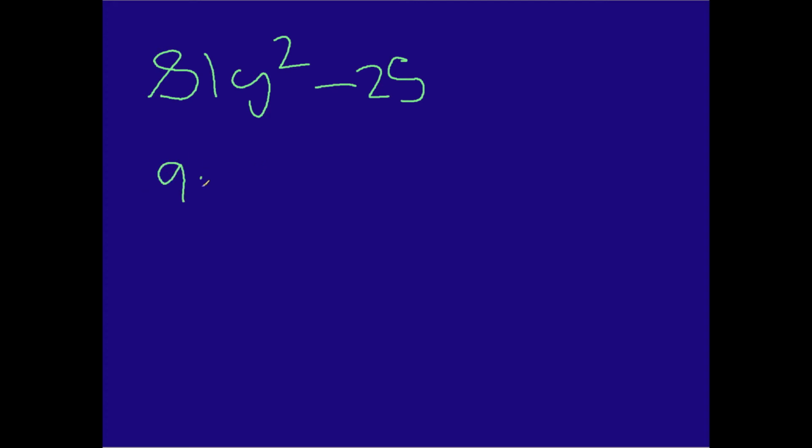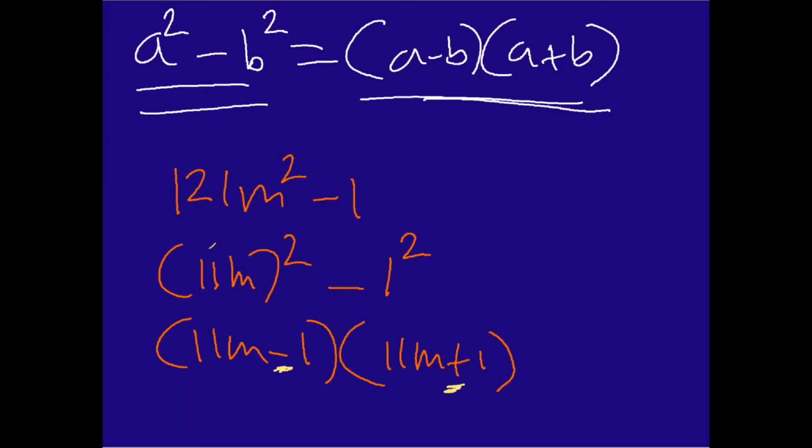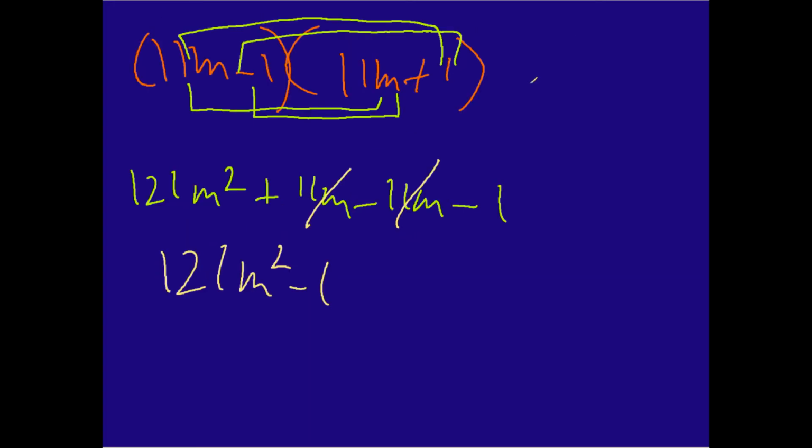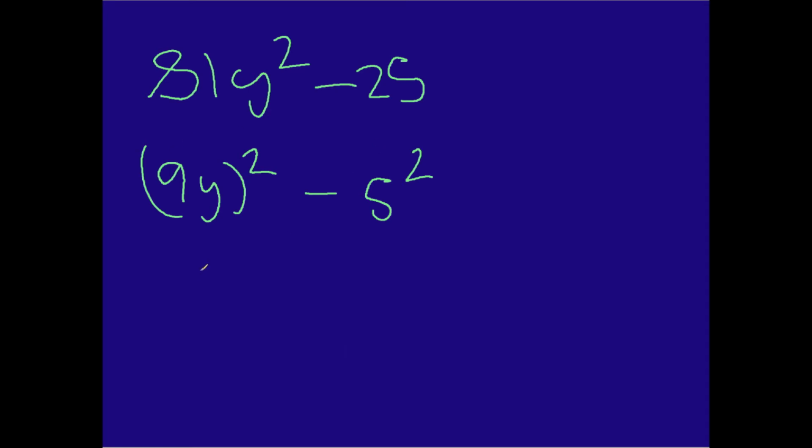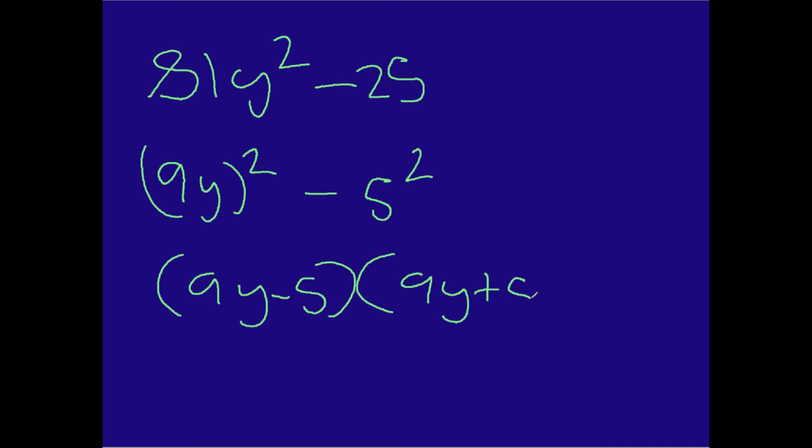Imagine we have 81 y squared minus 25. Again, we square everything, and so now we have 9y squared, and then minus 5 squared, like so. Then you just follow the pattern that you saw on the first screen: a minus b, a plus b. This is my a, this is my b term. So now we end up with 9y minus 5, 9y plus 5. And again, you can unpack this if you want to see if it's correct. But you can see how you can follow the same pattern every single time.